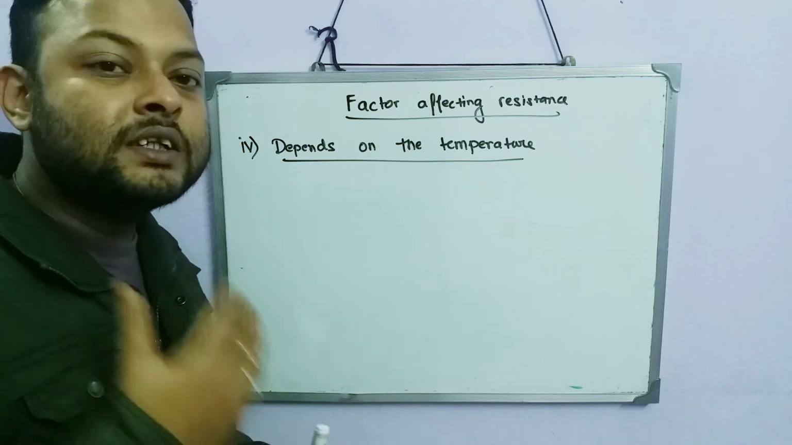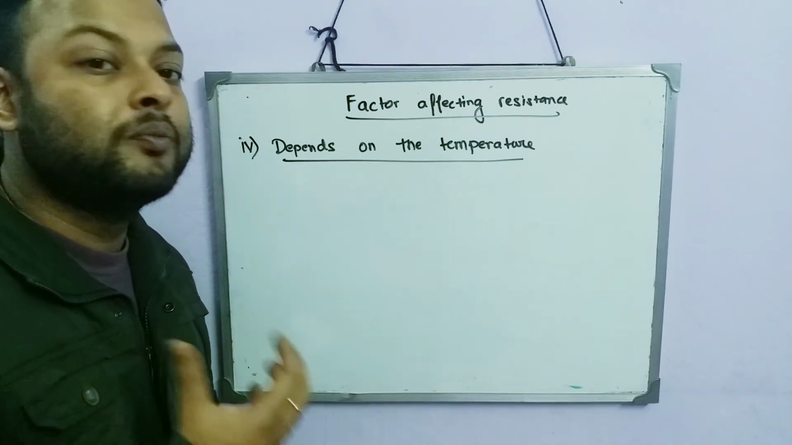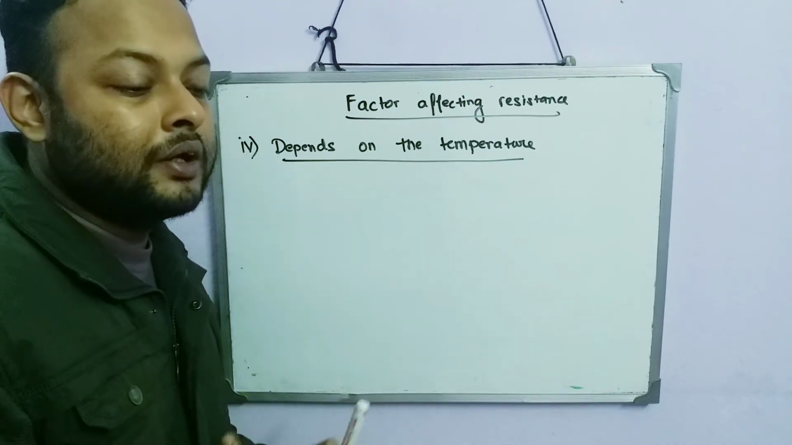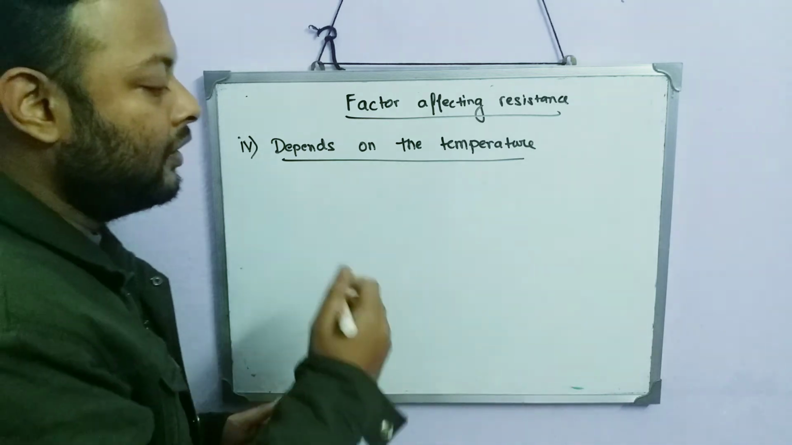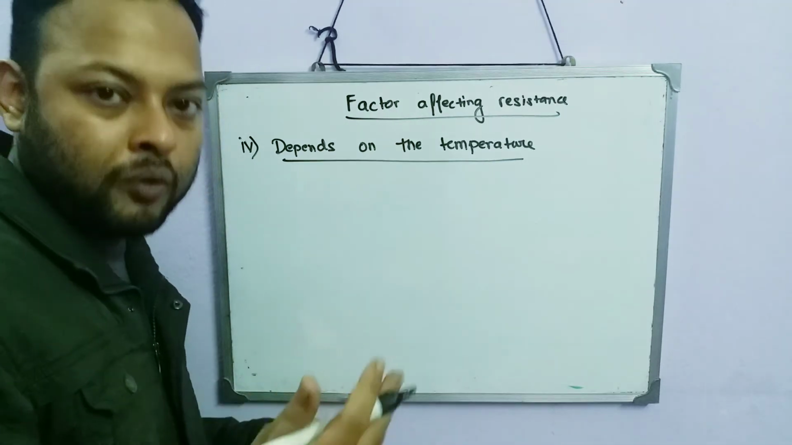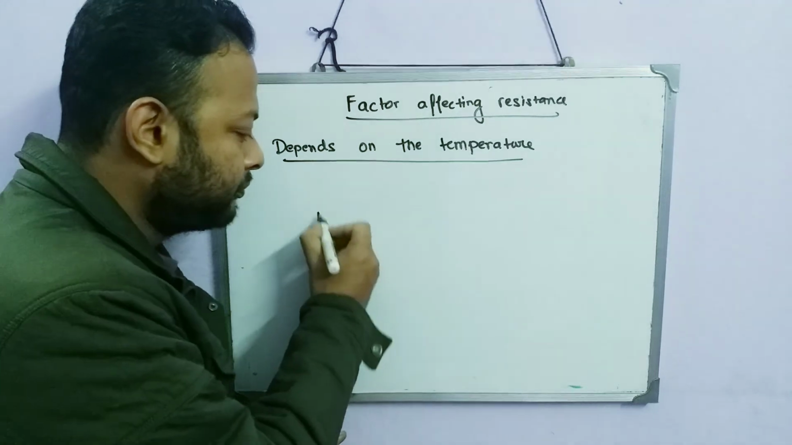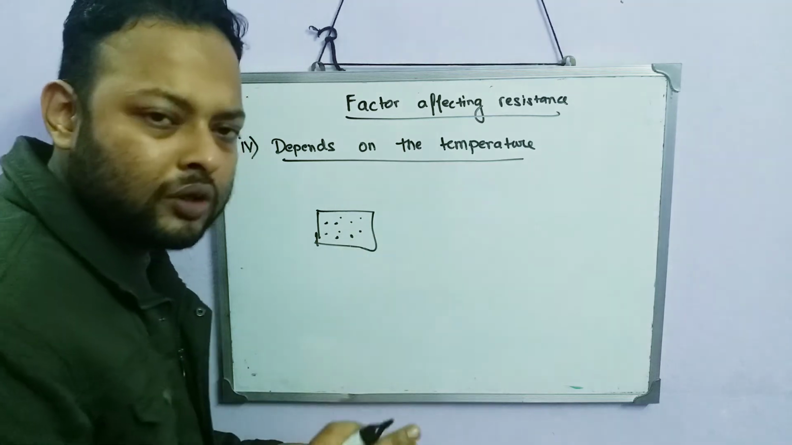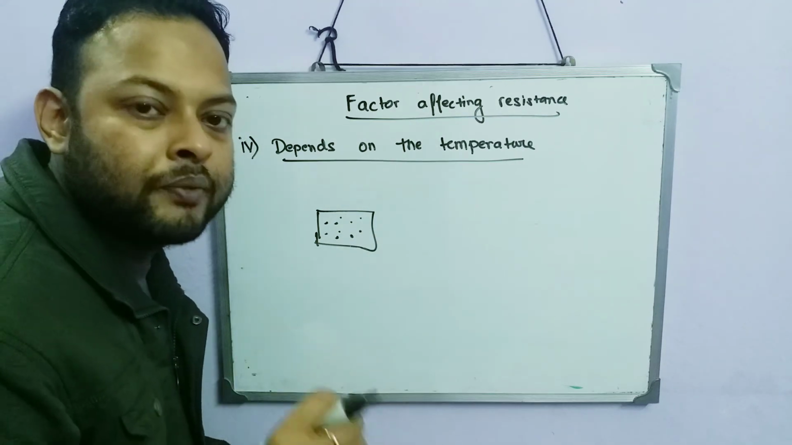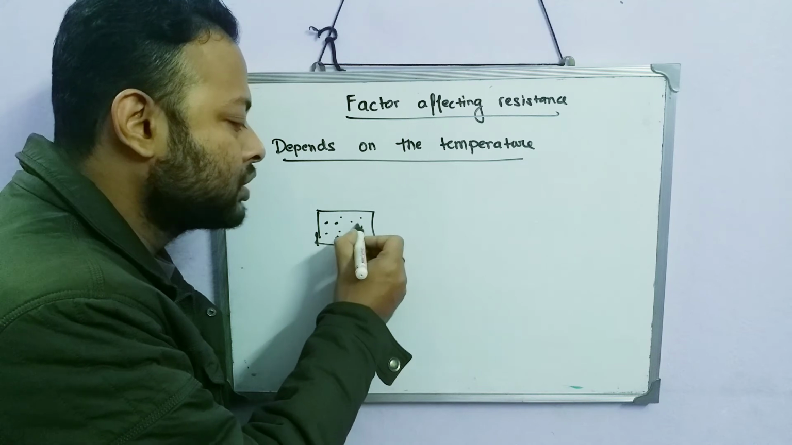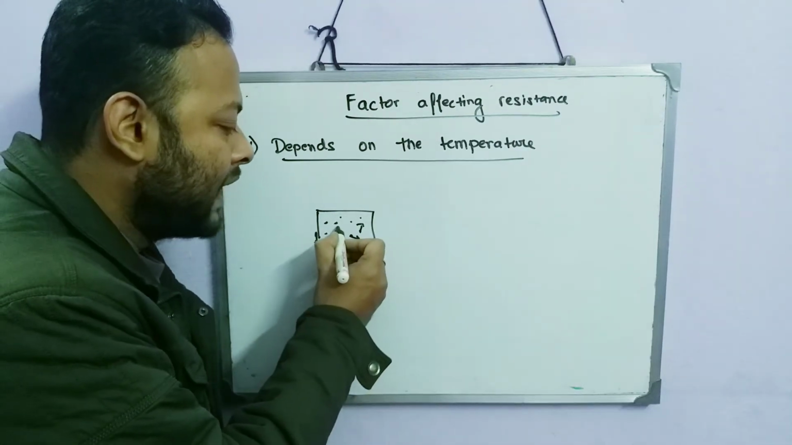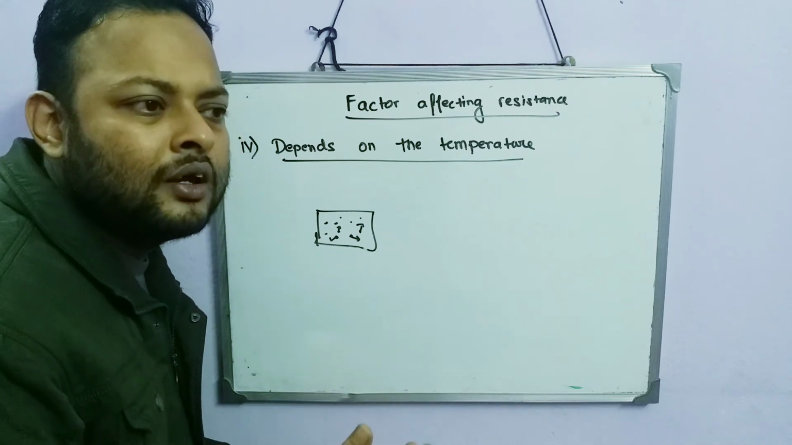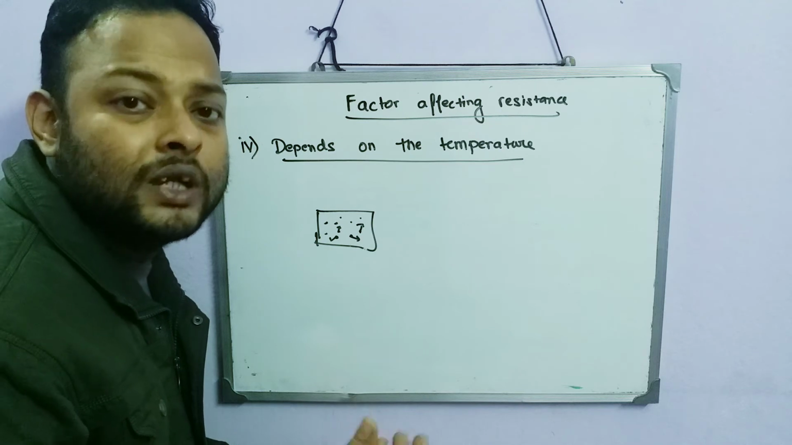Now, the fourth or last factor: resistance depends on the temperature of the wire. Now, how it depends, we will understand that. Normally, suppose there is a body, and these are the molecules present inside the body. These molecules, even at room temperature, are in random motion. They are moving randomly over each other, and when they are moving randomly in any direction, obviously there will be some kind of collision.